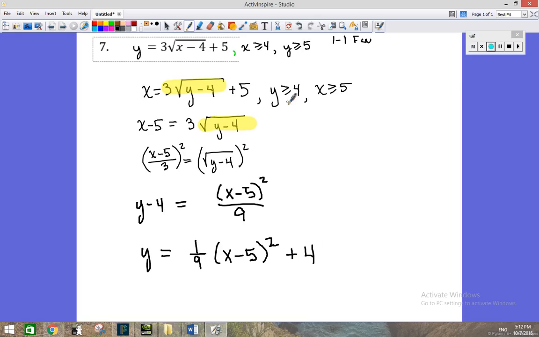Now remember, this restriction comes along for the ride after each equation, but to tell you the truth, I'm lazy, and I usually don't write it again until I get down to the very end, or just occasionally write it. But this y greater than or equal to 4 and x greater than or equal to 5 is implied all the way through my work.